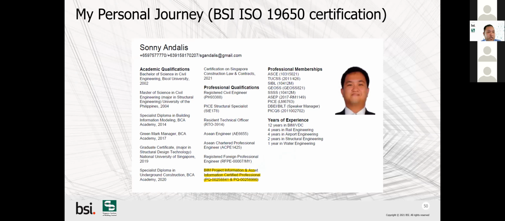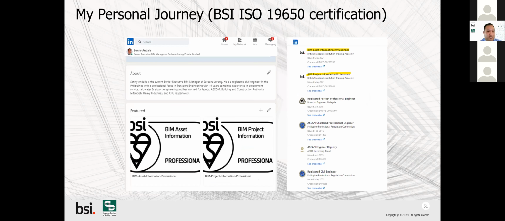Obviously, this particular certification is international. I like the fact that BSI is actually giving this certification. It is an internationally recognized certification. So this is, for example, my CV now. The BIM Project Information and Asset Information Certified Professional is clearly indicated in my professional qualifications. So it's a good thing, it's also a branding thing.